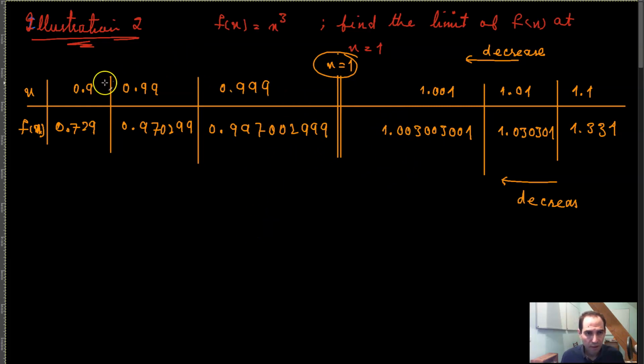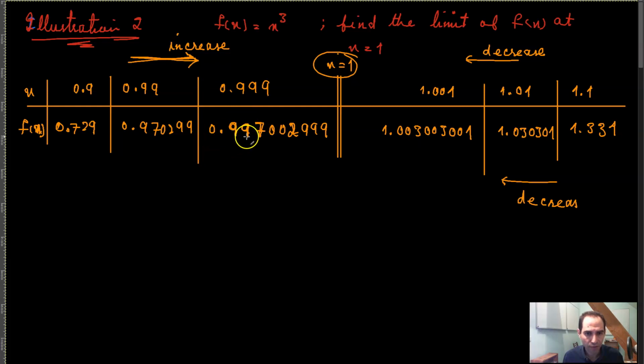Now, as I increase these values, what happens is that these values are 0.7, 0.97, 0.997. And so these values are increasing. That means that as I'm moving towards positive x's, as I'm increasing x, f of x is increasing, which means that the function is increasing.